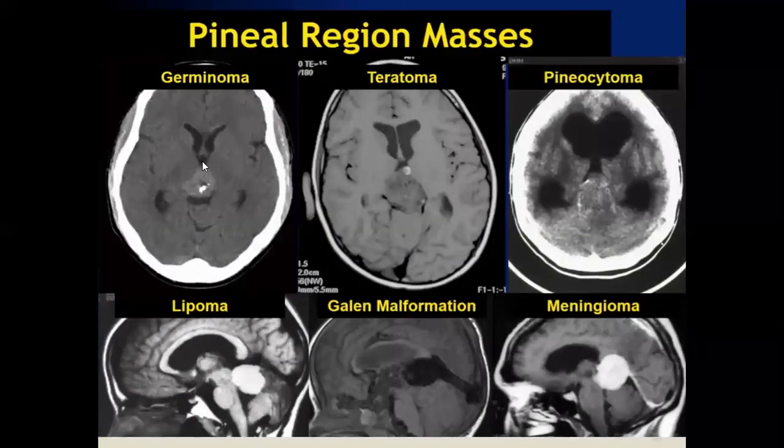Pineal region masses collectively: in this area, there is a hyper-attenuated mass surrounding central calcification, which is germinoma, the most common type. Teratoma is a multicystic mass with different attenuation and fat content. Pineocytoma and pineoblastoma are different from each other by size: pineocytoma is small, pineoblastoma is large, and both show exploded calcification. Lipoma shows fat signal intensity on the sagittal MRI. Vascular malformation shows a flow void region, and meningioma shows the dural tail sign.